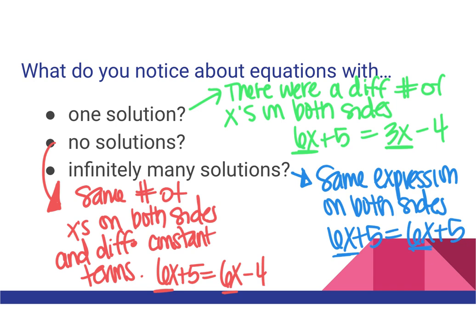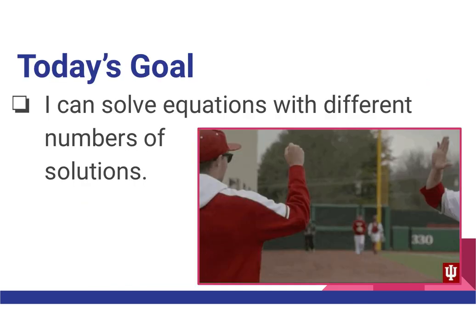So what does that look like? Let's say x was 1. That would be 6 times 1 plus 5 on both sides. Well, 6 times 1 is 6. And 6 plus 5 is what? 11. And 11 is always going to equal 11. Every day, all day.